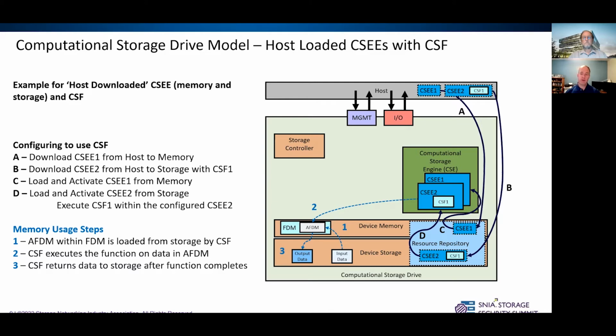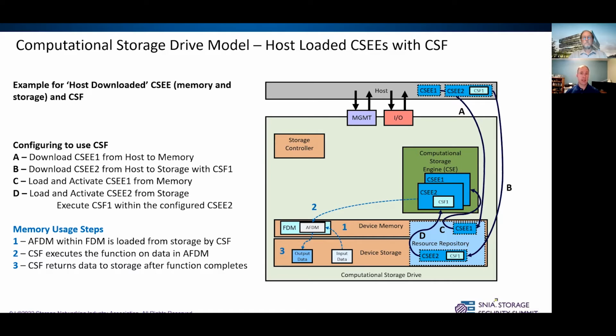So now that we have those two CSEEs downloaded into the resource repository, we wish to activate them. And we do so, we activate them and say they are going to execute on the computational storage engine, CSE, that happens to be shown here. This example only has one. There certainly could be more, but for simplicity, we're showing the one. And both these CSEEs are now activated on that CSE if we follow arcs C and D in this diagram.